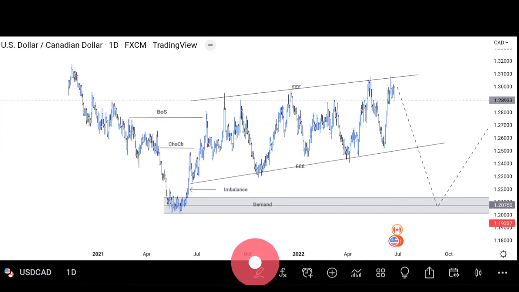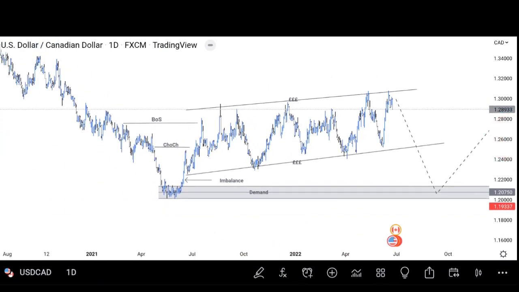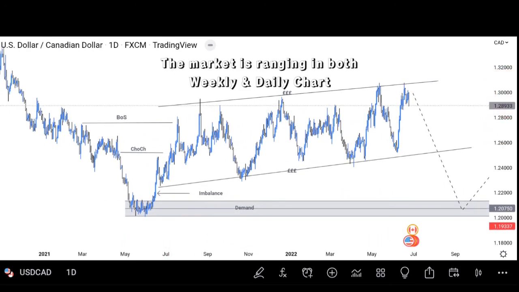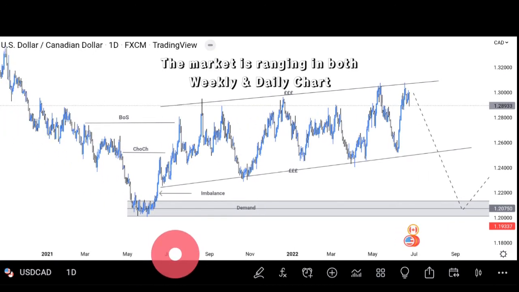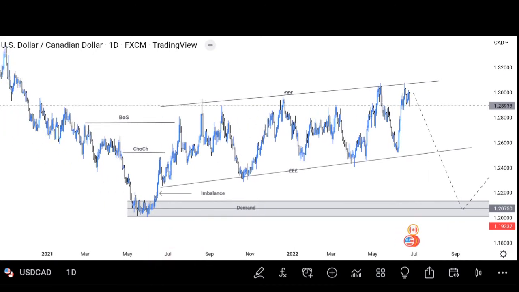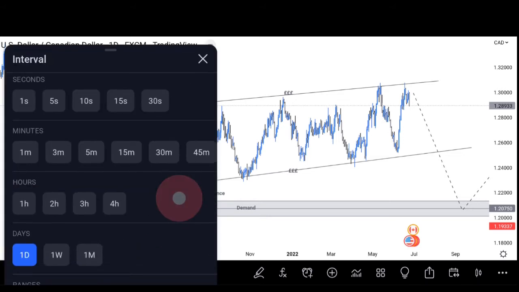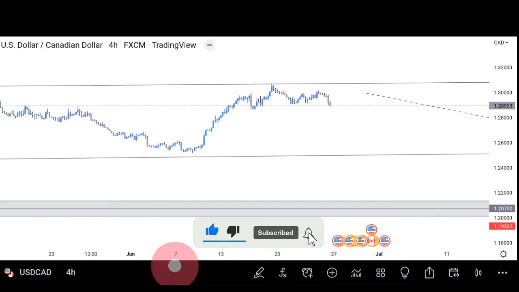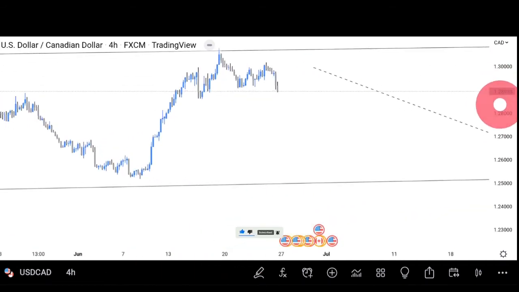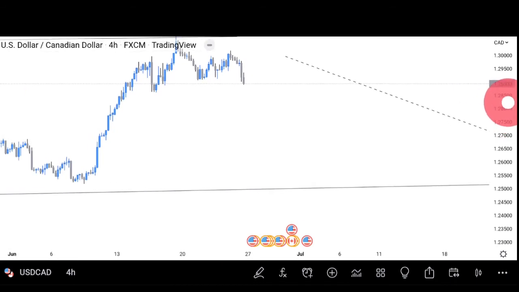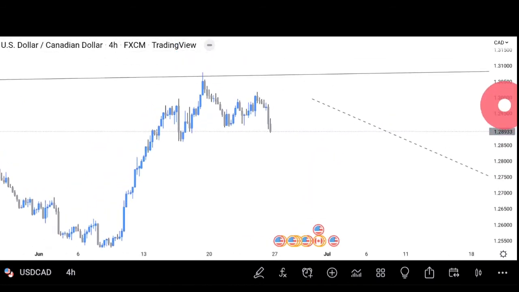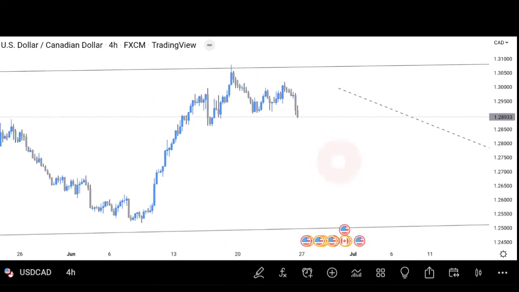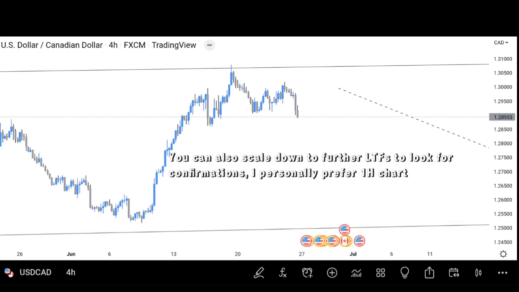So the daily chart looks almost the same as the weekly chart. They bear a close resemblance. Now, I'll scale down to the 4-hour chart because here's where things get interesting. Now, as you can see, I come up with my setups on the 4-hour chart, then look for confirmation on the 1-hour chart.